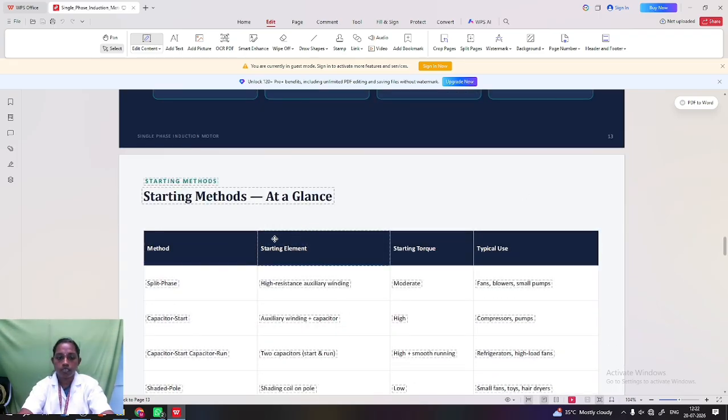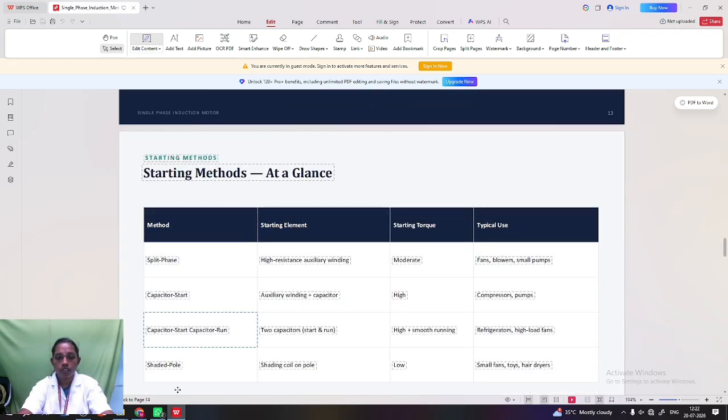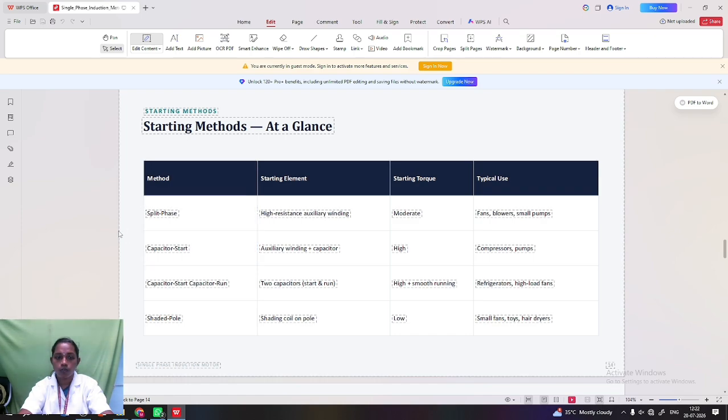Starting methods. Here is the comparison of the various starting methods. We have four starting methods: split phase, capacitor start, capacitor run, and shaded pole. Elements: in the split phase motor we have used a high resistance auxiliary winding. In capacitor start we have used an auxiliary winding plus a capacitor. In capacitor start, capacitor run we have used two capacitors, the starting capacitor as well as the running capacitor. In shaded pole we have used a shading coil on the poles.